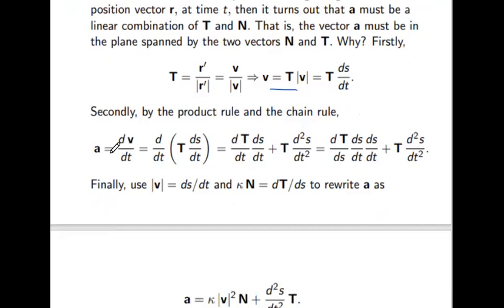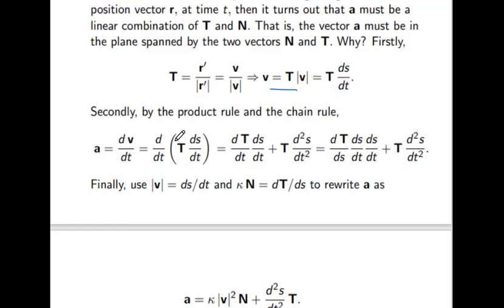Now, acceleration is the rate of change of velocity, which everybody knows. I put this in, so v equals T ds by dt. This is a product of two functions, so I use the product rule.